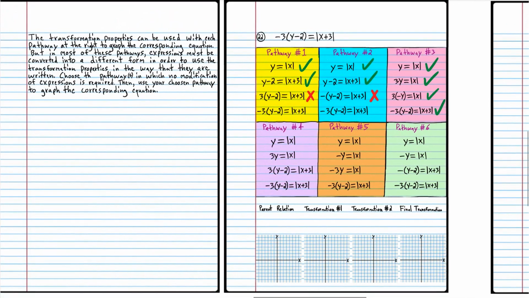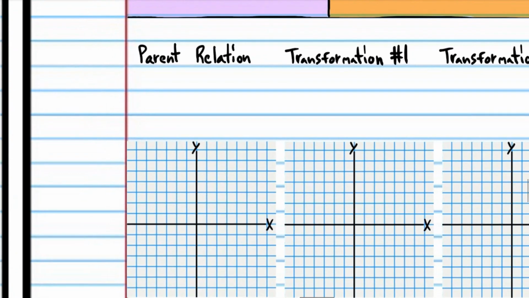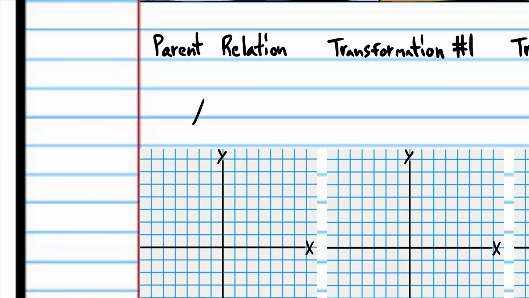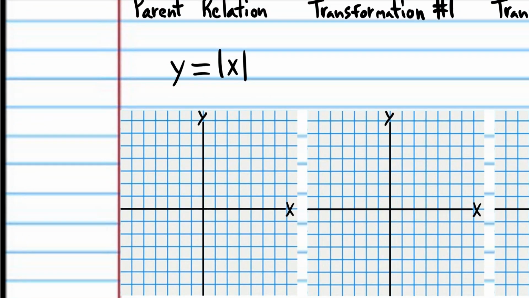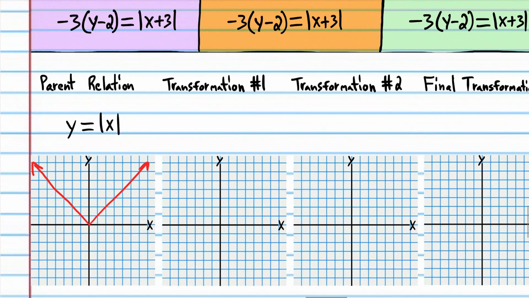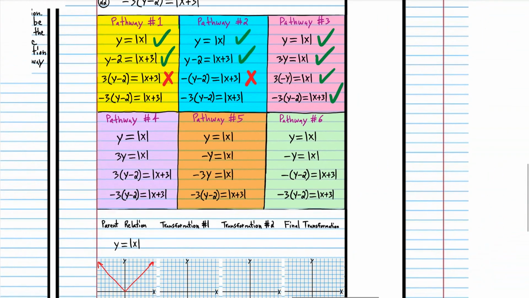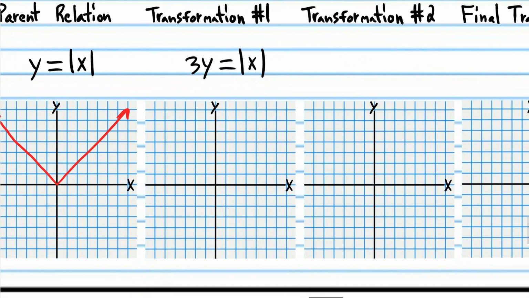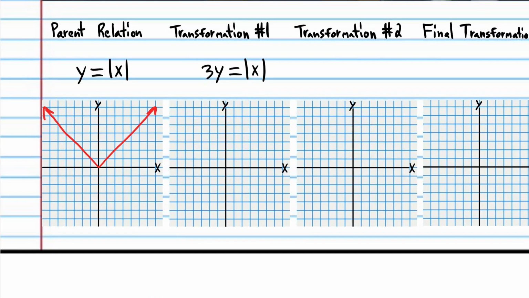So let's first graph the parent relation. So we did this once today. This is just the V shape, very easy to graph. And again, we have to choose our pathway number 3. So then we're going to dilate. I'm following this pathway. That means we're going to divide all the y values by 3.